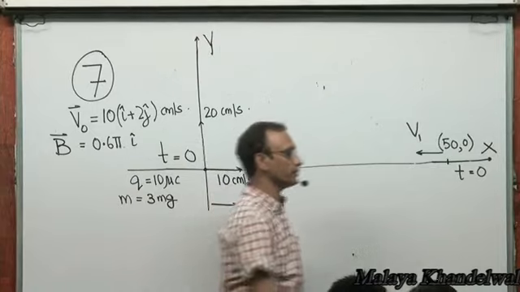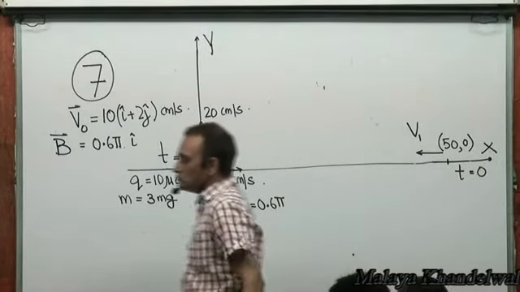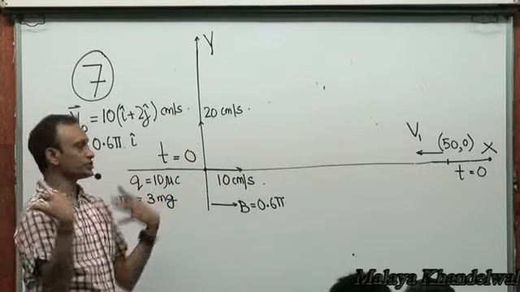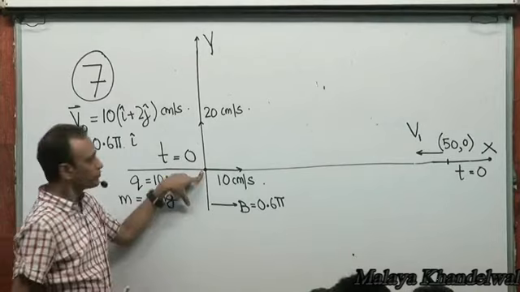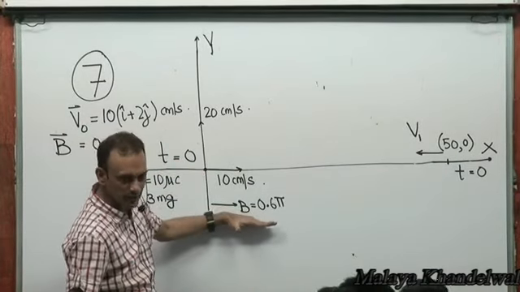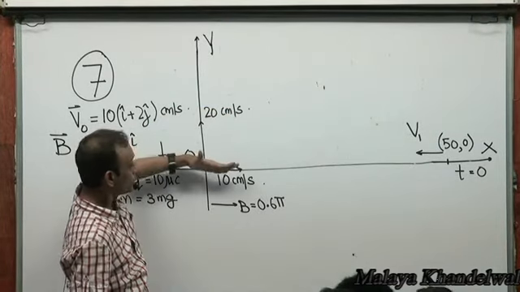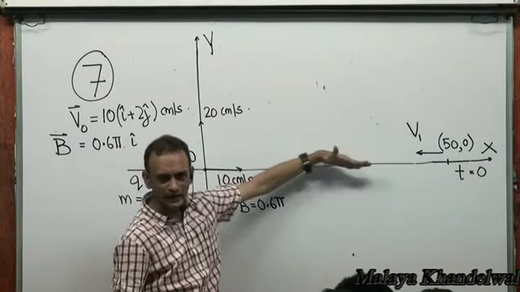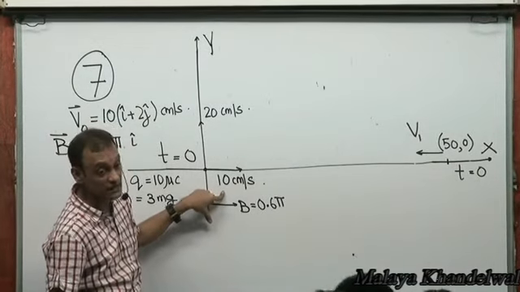Clear? Okay. Now, notice, as far as the motion of this is concerned, it has an axial velocity parallel to B. It has a velocity perpendicular to B. Right? The axial velocity will not change while it moves. Right? It will remain 10 centimeters per second.